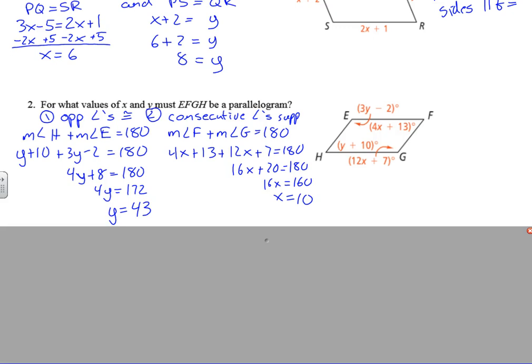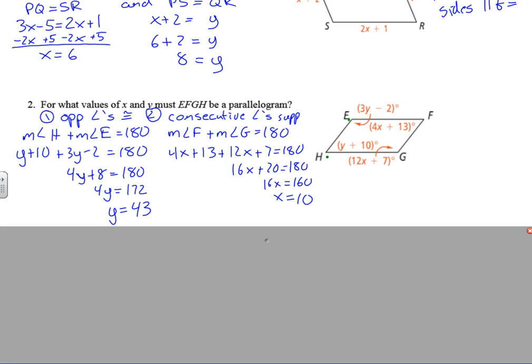That looks like h plus e adding to equal 180. So we plug those in, y plus 10 plus 3y minus 2 equals 180. Combine like terms, 4y plus 8 equals 180. Subtract 8, divide by 4, y is 43.